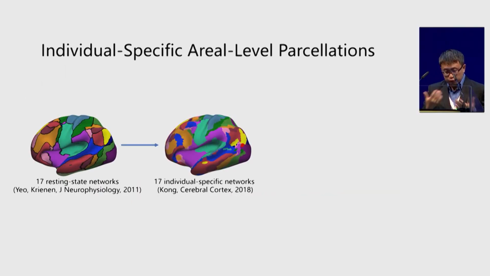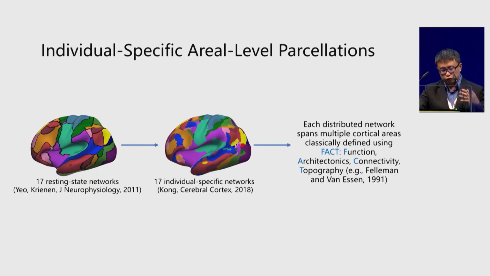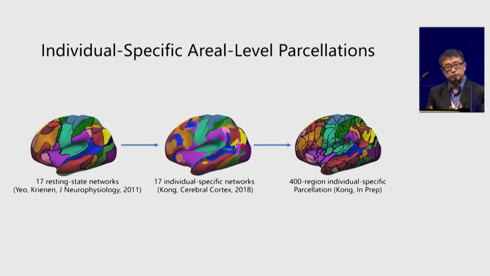So that was the individual specific networks. But we know from system neuroscience that there's use for areas as well. So we know from system neuroscience that the cortex consists of roughly 300 to 400 cortical areas with distinct function, architectonic connectivity, and topography. So I'll show you Ruby's new work on doing individual specific area level parcellation.